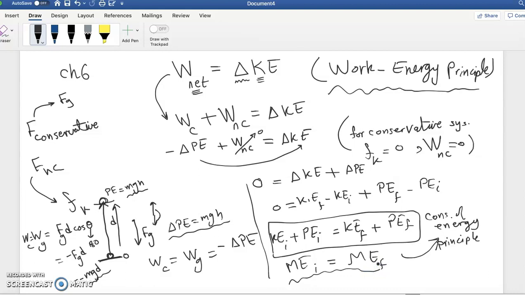This is very important, guys. You can go through this slide again and again because it will really give you full understanding of chapter 6, about the work energy principle and the conservation of energy.